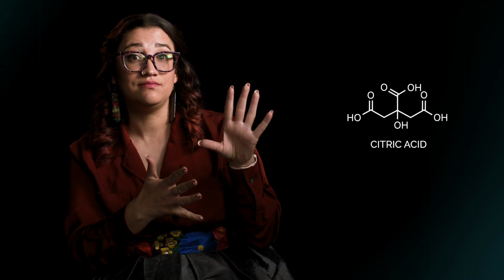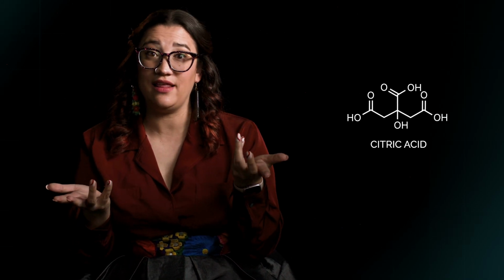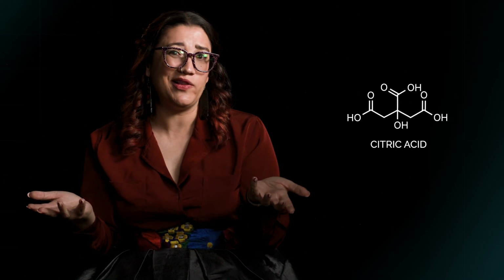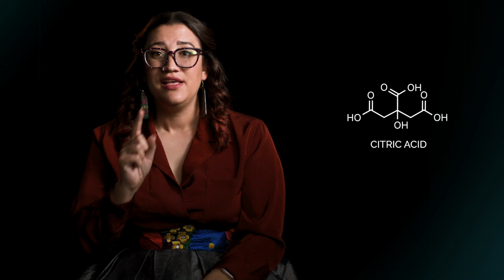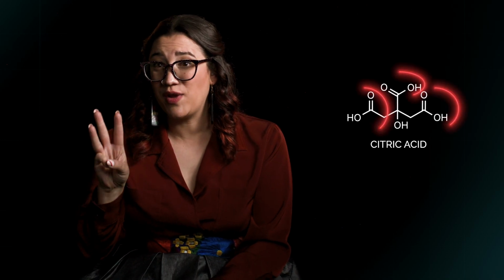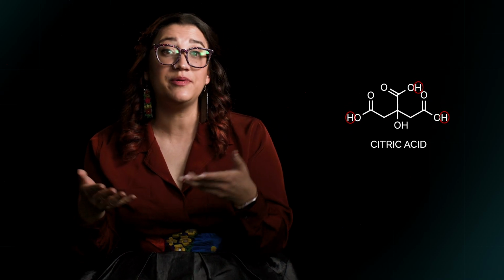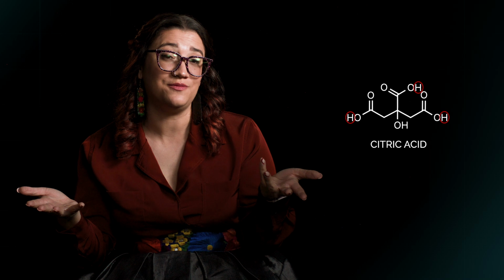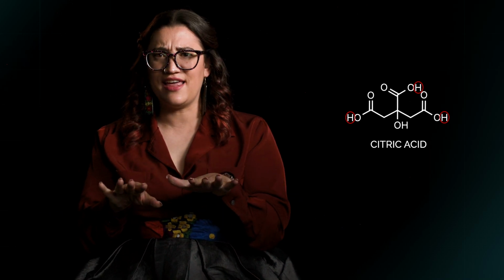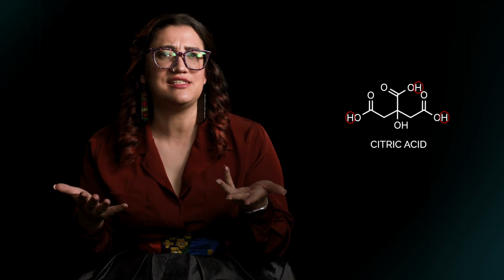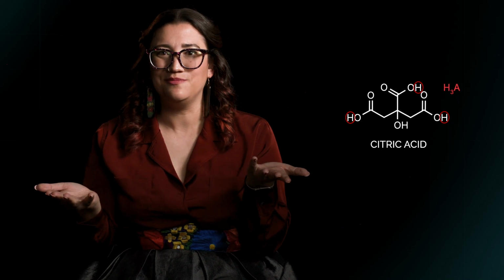Here we have a molecule of citric acid. It may look more complicated than the acids we've seen so far, but it's actually just a polyprotic acid. Citric acid contains 3 carboxylic acid groups, and each of these groups has a labile proton that can participate in acid-base reactions. To simplify things, we can represent citric acid as H3A.